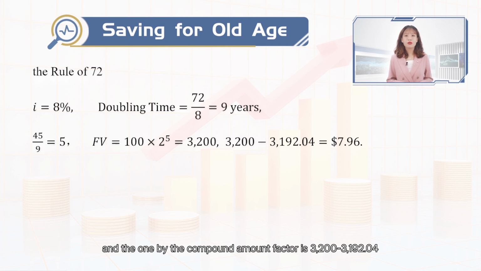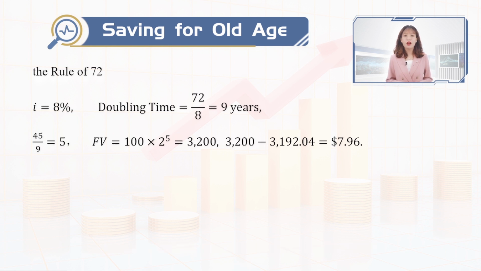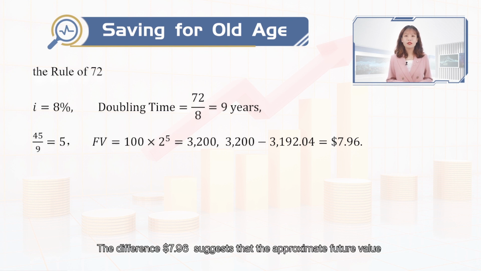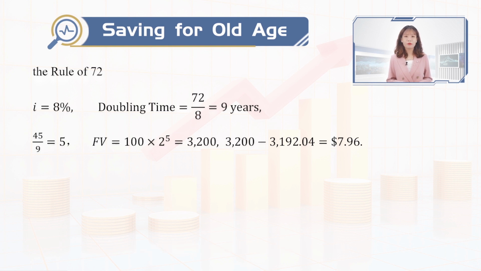The difference between the FV calculated by the rule of 72 and the one by the compound amount factor is 3,200 minus 3,192.04. The difference, $7.96, suggests that the approximate future value by the rule of 72 is not far from the exact answer.